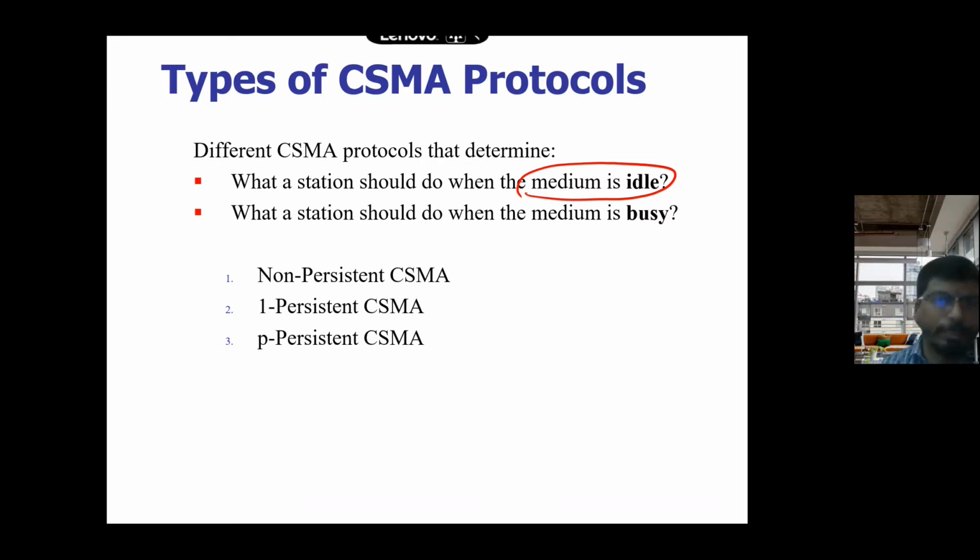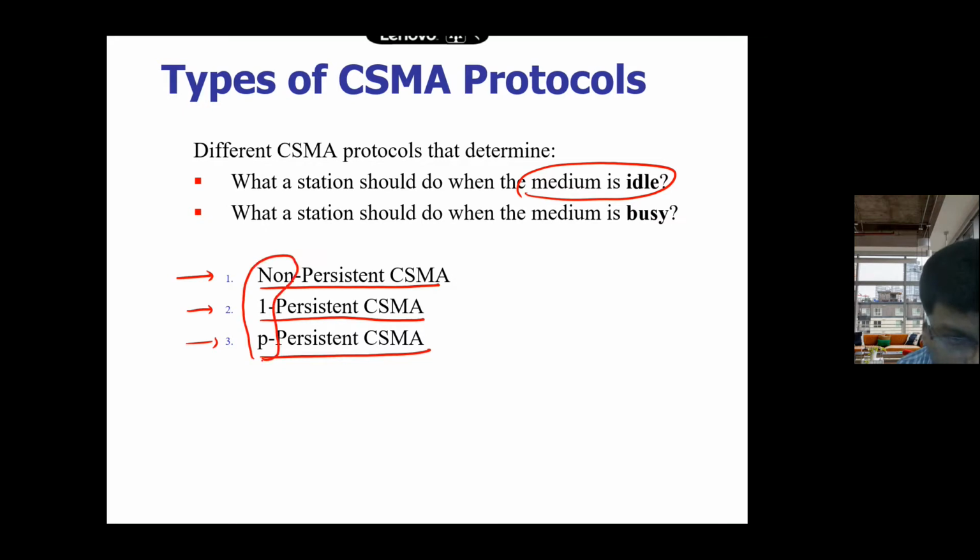And so there were three different types of CSMA that came in. You could make a note of this. One is called the non-persistent CSMA scheme. The second one is called the one persistent CSMA scheme. And the third one is called the P persistent CSMA scheme. All these, non, one, and P, refer to the probability. Okay, so what do you mean by that?